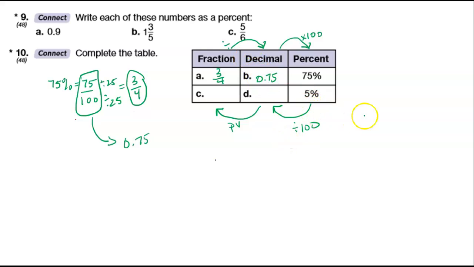Okay, here I have 5%. 5 divided by 100 is going to be 0.05, or you have 5 hundredths. So I'm going to divide the top and the bottom by 5 to reduce. I get 1/20th.